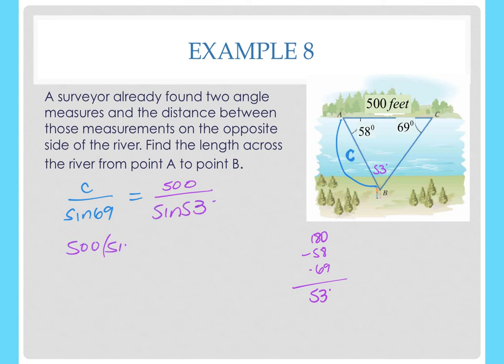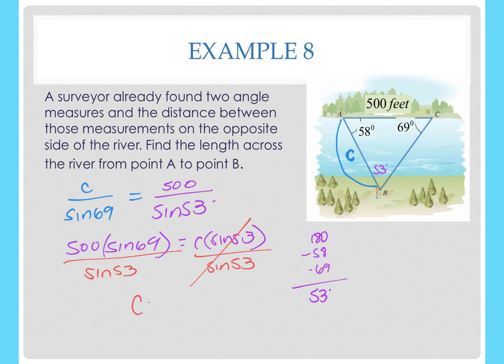Cross multiply. And divide. So side C is 584. This time it doesn't tell me, so I'm going to round it to 2 decimal places. 0.48 feet.